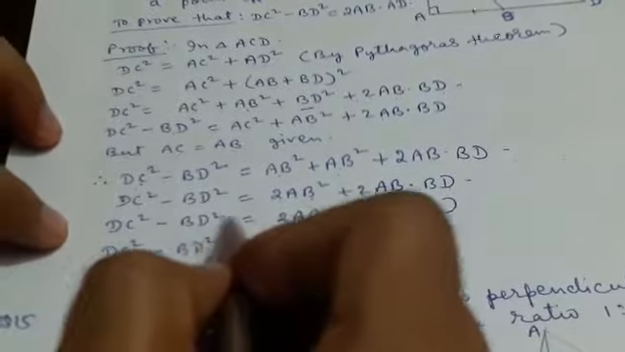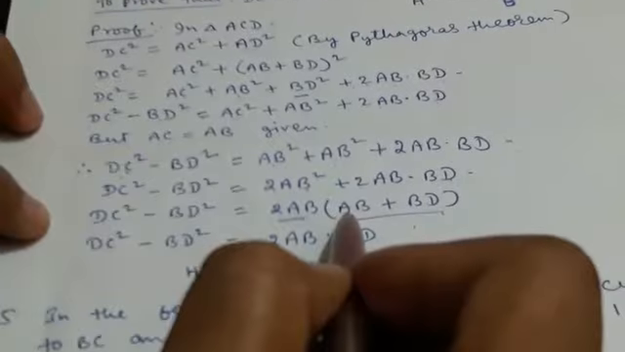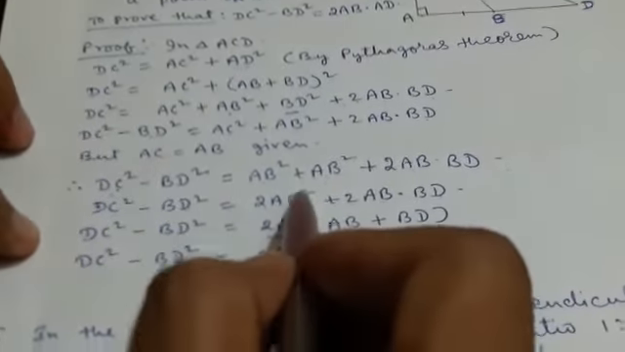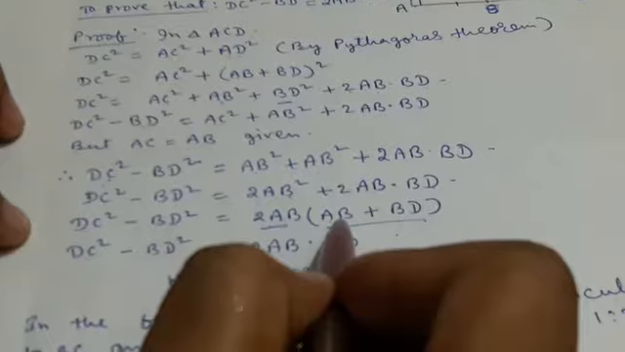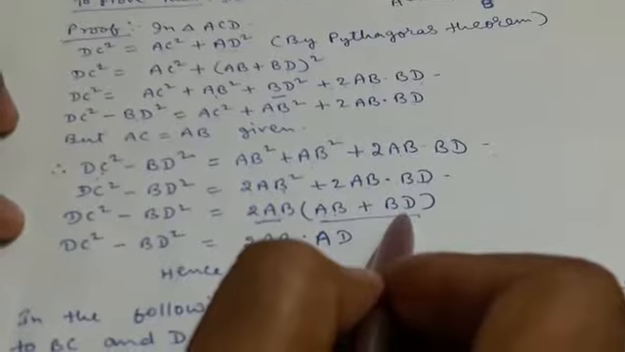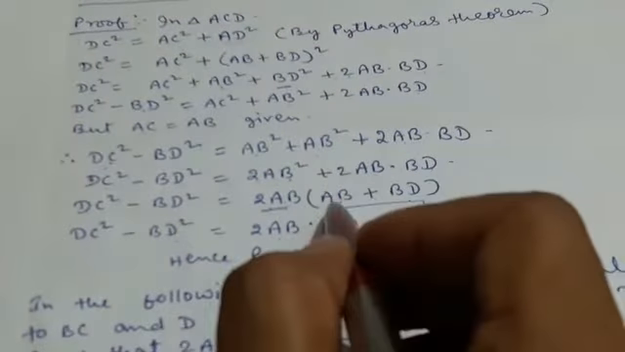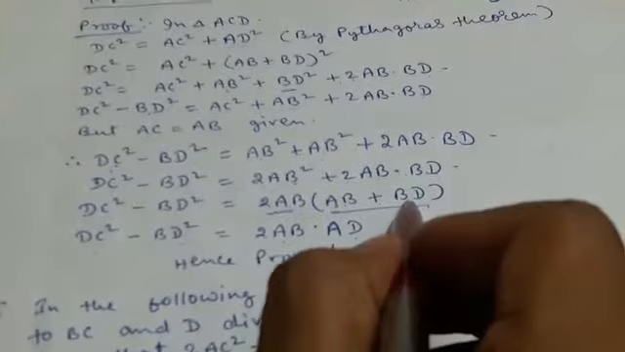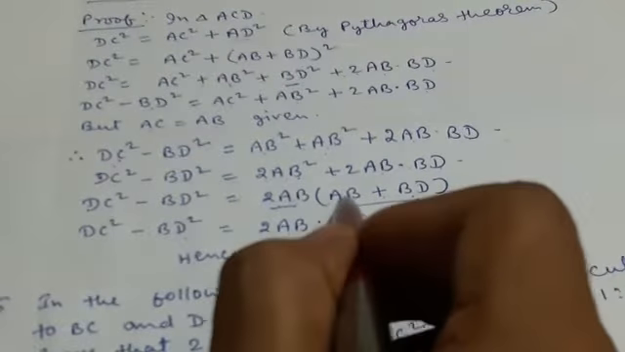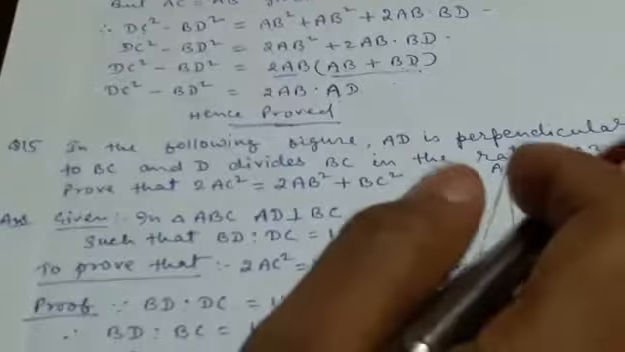Now DC square minus BD square is equal to 2AB, we will take it as common. So one AB we have taken outside, so one AB will be inside the bracket, plus AB we have taken outside, so here BD will remain inside the bracket. So DC square minus BD square is equal to 2AB into (AB plus BD), and AB plus BD is equal to AD. In place of this we will write AD. So in this way it is proved, hence proved.